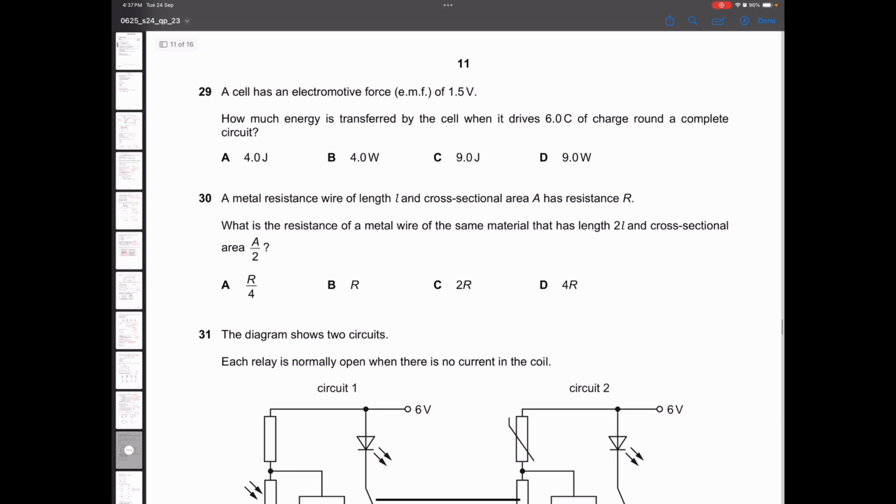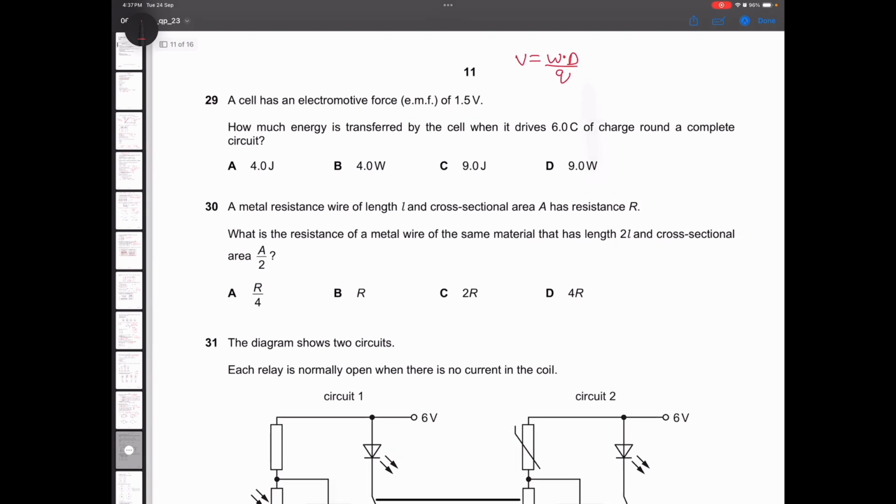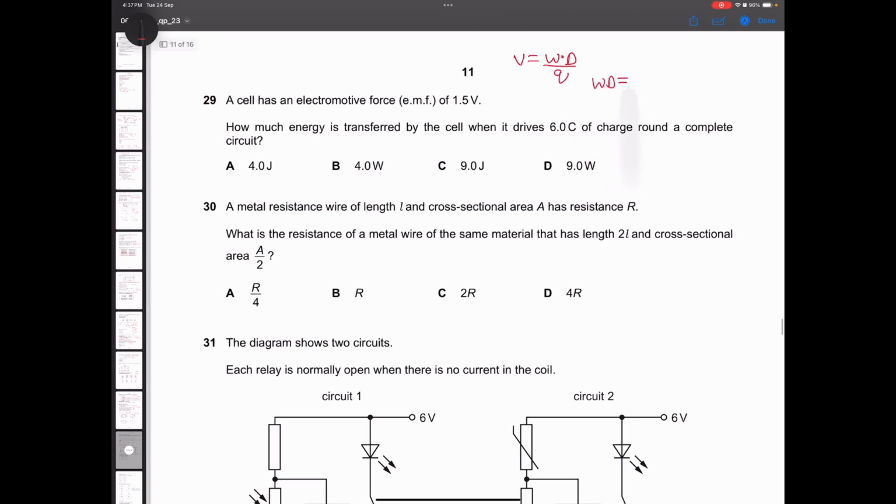A cell has an electromotive force. How much energy is transferred when this much charge is there? We know that voltage is equal to work done per charge. So work done is equal to voltage times charge. How much voltage do we have? 1.5. How much charge do we have? 6. The answer will be 9 joules. Work done has the unit of joules. 9 joules.